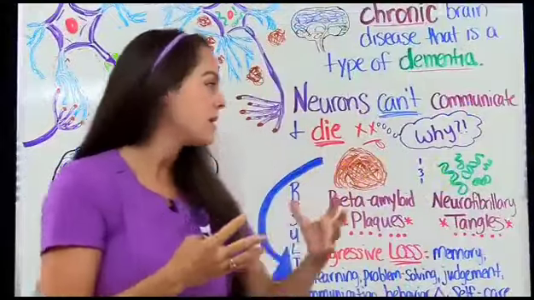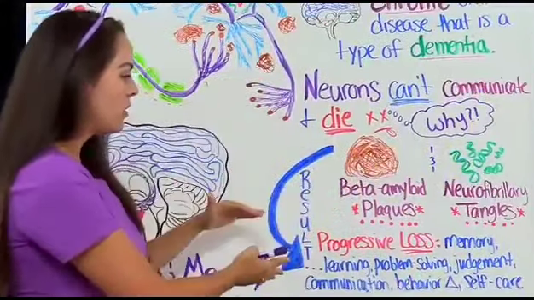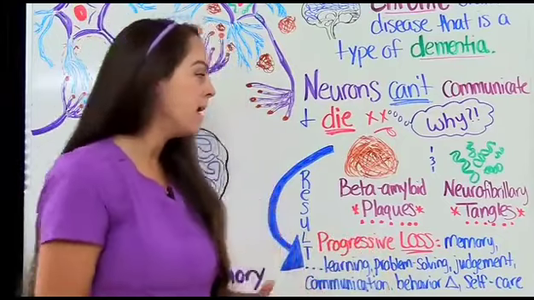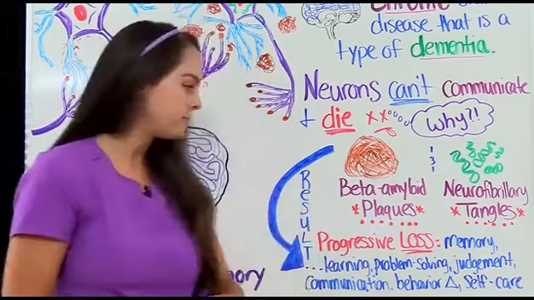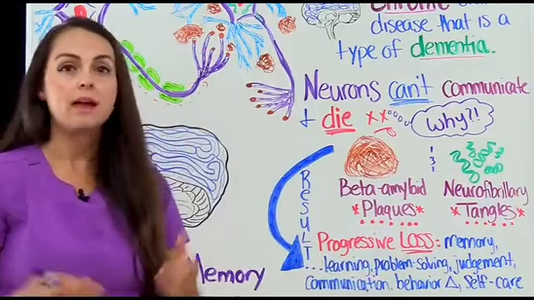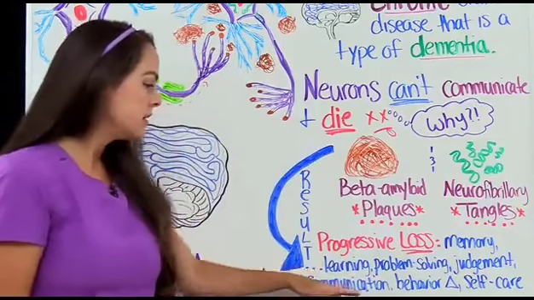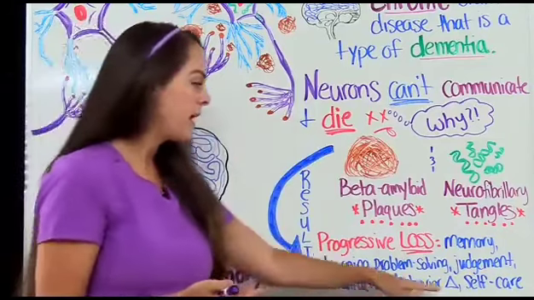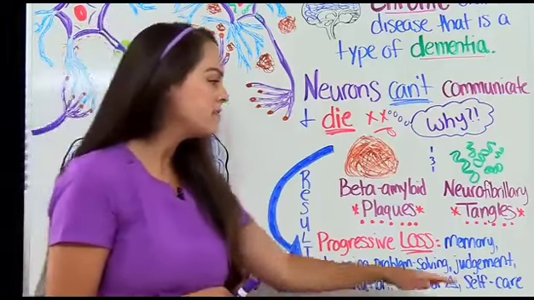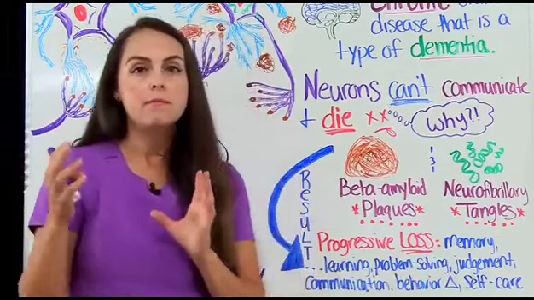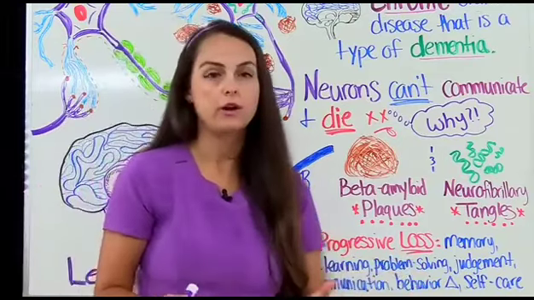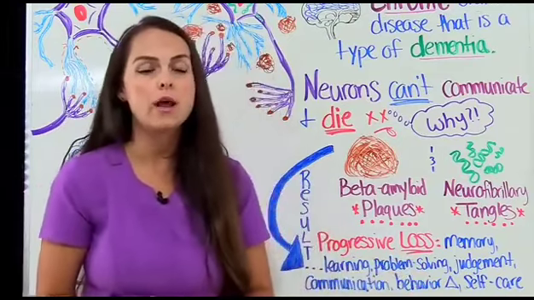Over time, as this happens, the result is a progressive loss, meaning it's going to get worse over time, where they're going to start to lose their memory. They're going to start having learning problems. They won't be able to problem solve, make judgment calls, or communicate with you. They'll have behavior changes. They can have severe depression, mood swings, and then eventually, towards the middle to severe stage, they're going to lose the ability to have self-care, so they're going to be totally dependent on a caregiver.